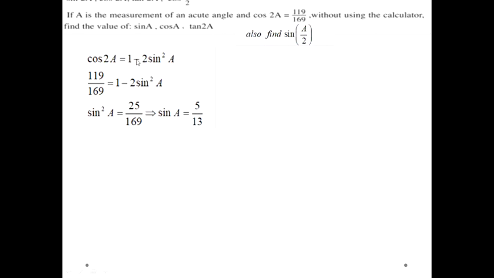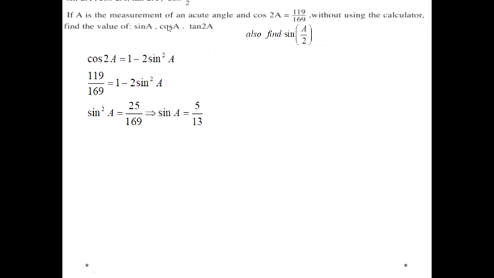Of course, 1 can go to the other side and be divided by negative 2. So sine square A will equal 25 over 169. So I can take the square root. It should have been positive or negative, but we are in the first quadrant. Do you remember? It is an acute angle. So it will be just positive 5 over 13. And this is the final answer for the first one. So when he wants sine A from cosine 2A, just use this formula.